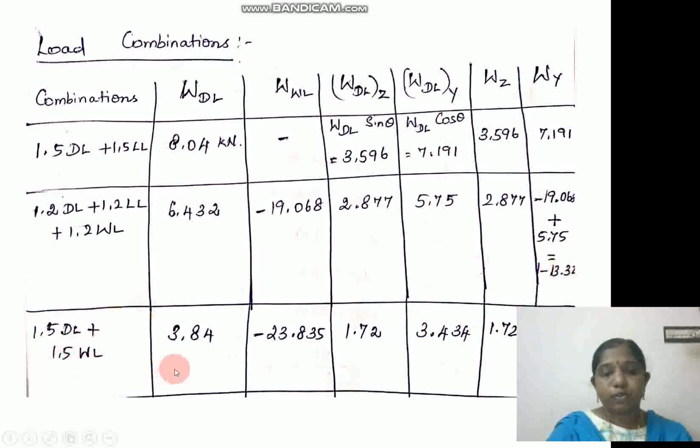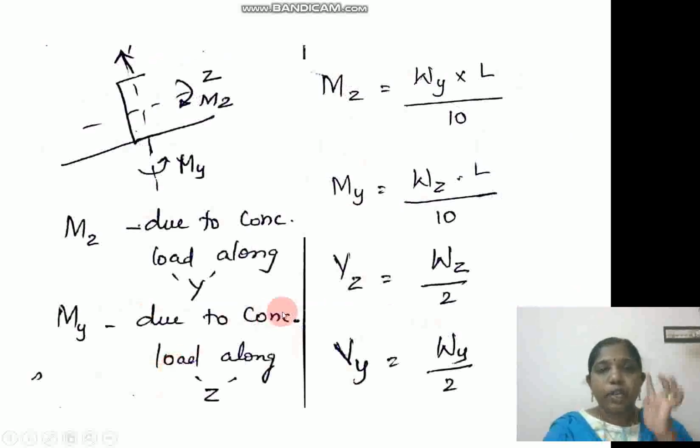Similarly, you have to calculate for this. Now, after calculating, these are the forces acting on it. Now, you're going to calculate the moment and shear force, because the purlin is a simply supported beam member. So, this we are going to calculate.